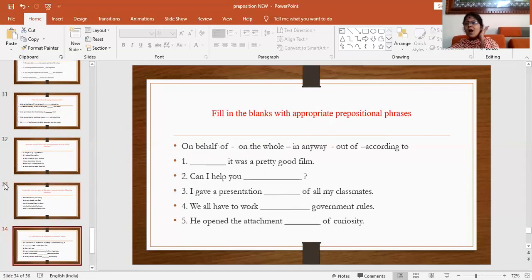Now let us look at how we can use our prepositional phrases. There are some prepositional phrases over here. We should use the appropriate one. Say dash, it was a pretty good film. Which one will we use? On behalf of, on the whole, in any way, out of, according to, right? Which one are we going to use here? We'll say on the whole, it was a pretty good film.